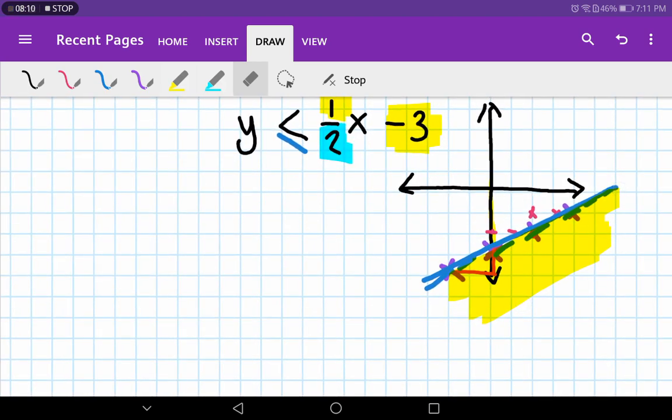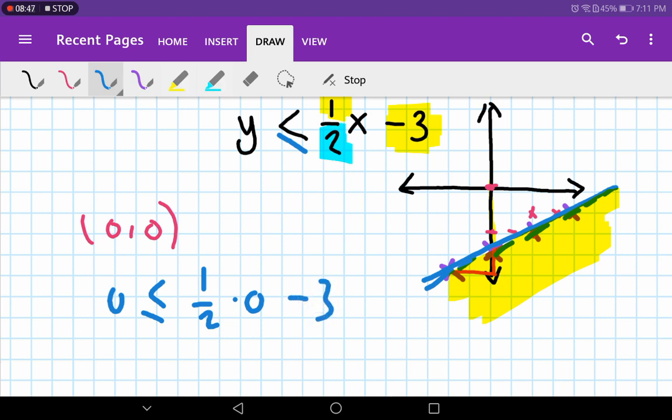Great, boys. What else, Yazan? We can try something here. We can take this point 0 and 0, and check if this point is one of the solution or not. This is another way to find the area of the solution. Let us do it. 0 less than or equal to 1 over 2 multiplied by 0, minus 3. From here I get 0.